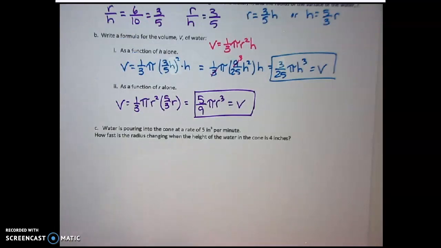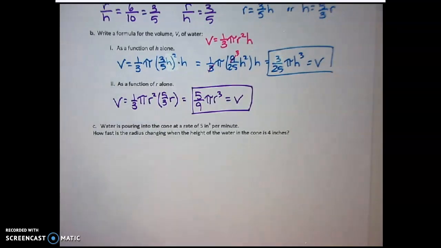Okay, so water is pouring into the cone at a rate of 5 cubic inches per minute. How fast is the radius changing when the height of the water in the cone is 4 inches? There's a lot going on in this problem. Another way to organize yourself in some of these problems when there's a lot going on is to write down what you know and what you need to find.